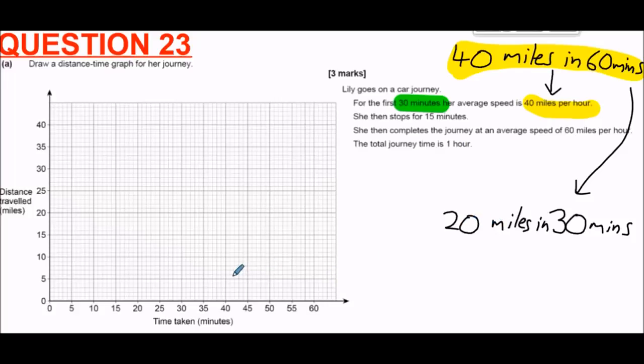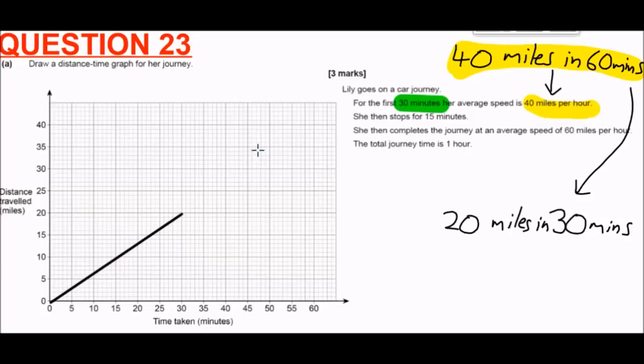So for the first 30 minutes, we can plot in here that she's going to do 20 miles. So using a straight line from 0 up to 30, and the y going up to 20. So that's the first bit of the journey. The first 30 minutes, she's done 20 miles, which represents this part of the journey.